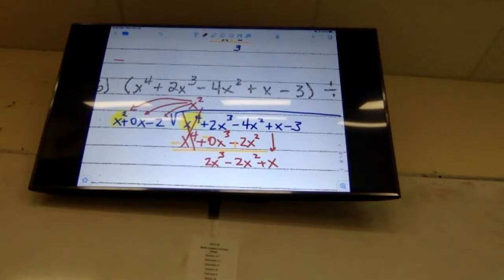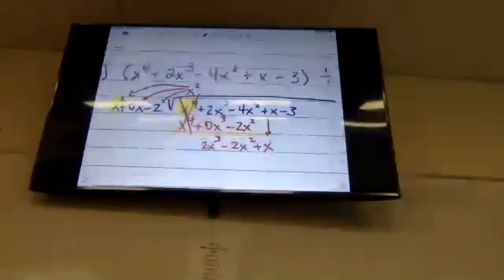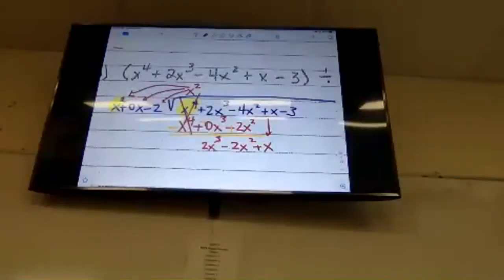Hanging in there so far? Okay. All right, so now I ask myself what times x squared gives me 2x to the 3rd. I heard it, 2x. Anybody have questions on how I know what to put up top? Are you just being shy this morning? Okay, that's fine. I just want to make sure. If you really don't know, you have to let me know.